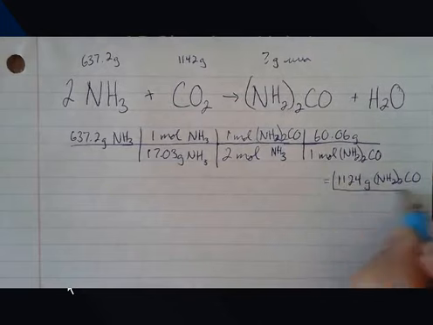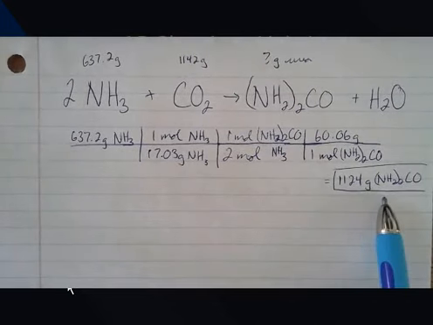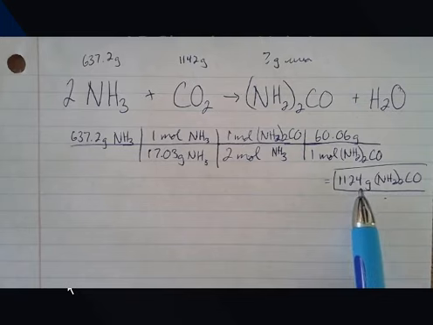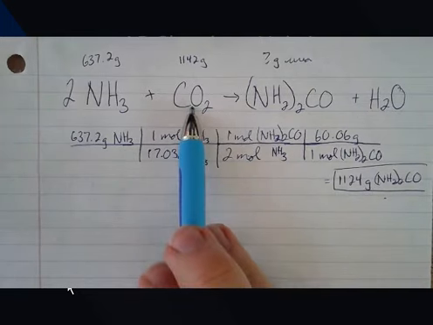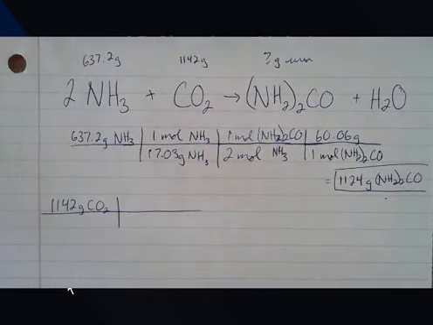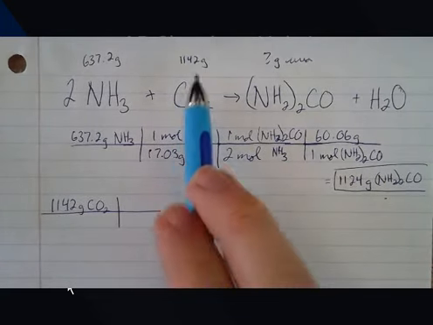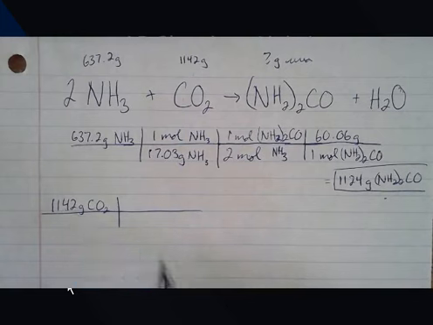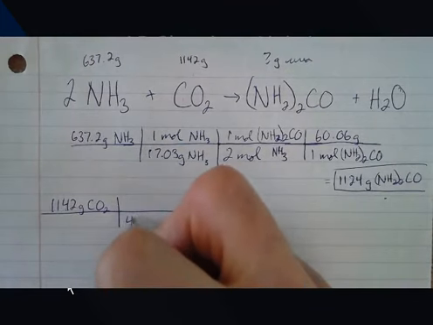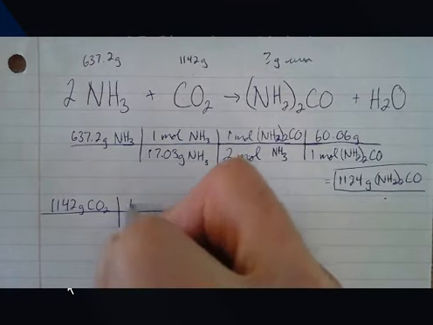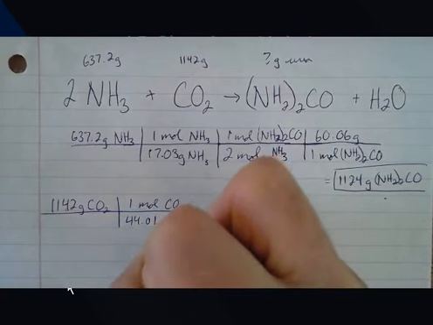So we have enough ammonia to produce 1124 grams, but we don't know if we're actually going to produce 1124 grams because we don't know if we're going to run out of carbon dioxide first. So we need to figure out how much that can produce. So I'm going to take my given amount of carbon dioxide, convert it to moles. The molar mass is 44.01 grams per mole for carbon dioxide.